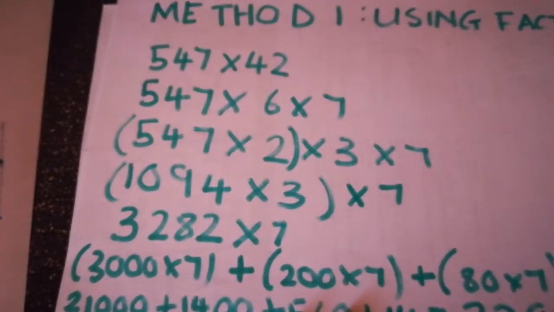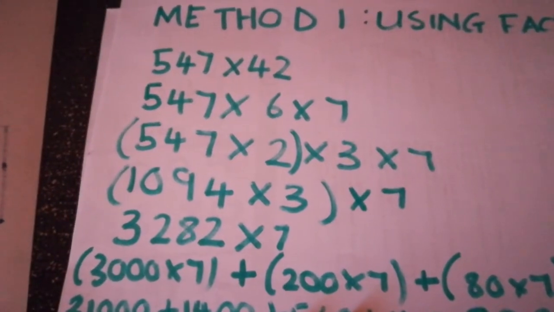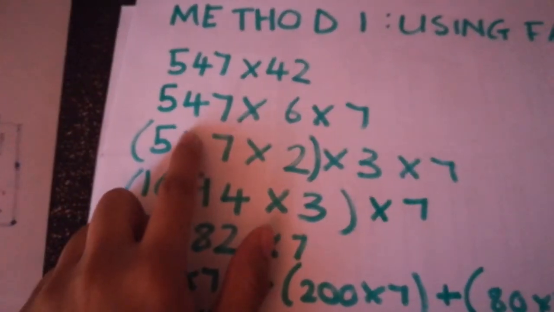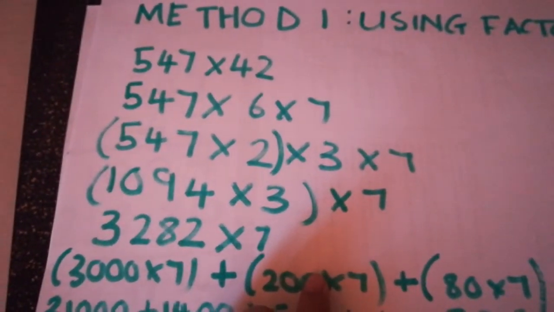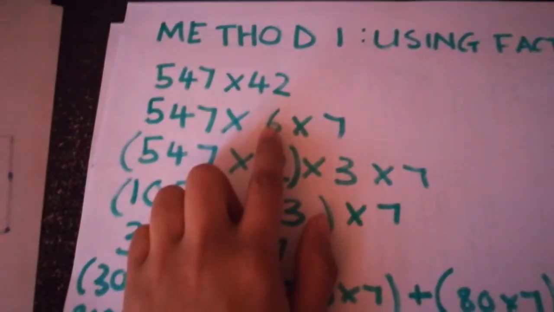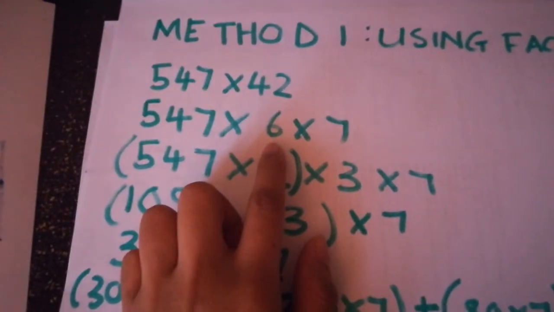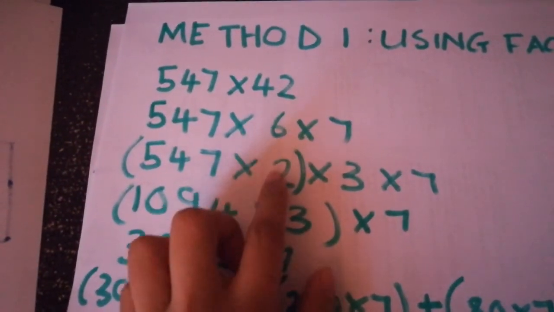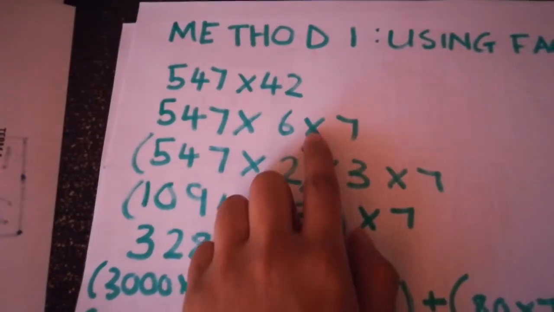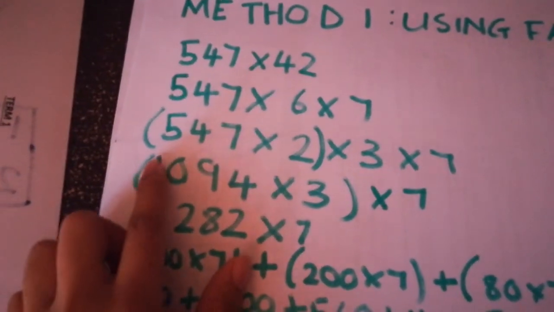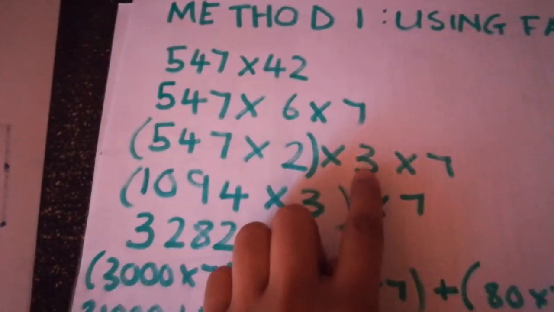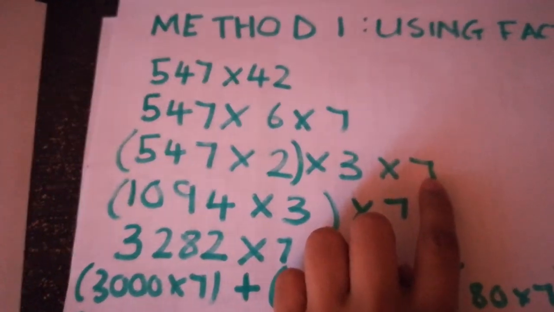So what can we split up to get 42? We can say 6 times 7. So we are going to say 547 times 6 times 7. Right. We can further split 6 into factors. Other numbers that give us 6 will be 2 and 3. But we cannot split 7 further. So let's see here. 547 times 2 times 3 times 7. 7 cannot be split further.